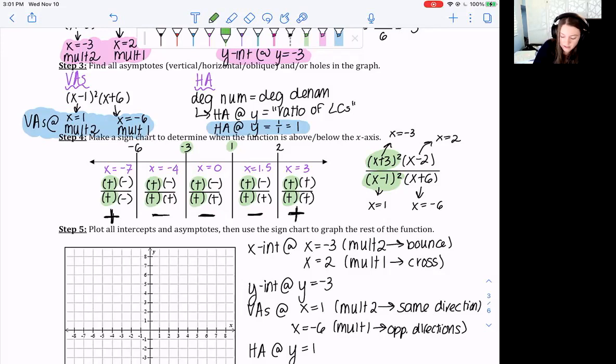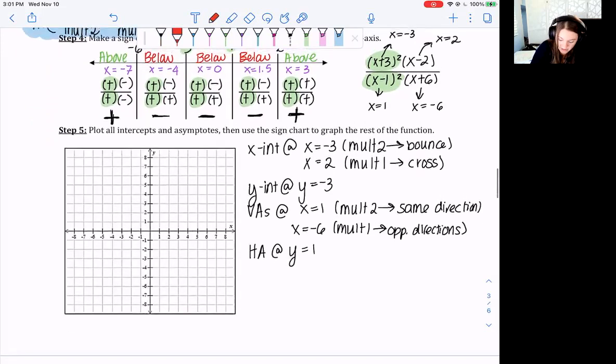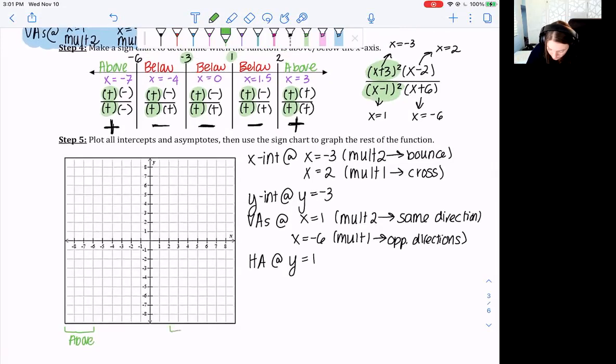Ugh, so much work. All right, so where the positives are, we are above the x-axis. And where the negatives are, we are below the x-axis. So I can come down below. I am above the x-axis from -infinity through -6, and then again from 2 to infinity. And then the entire in between, I should be below.